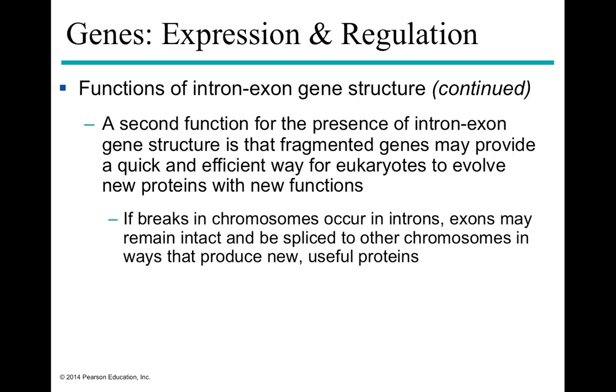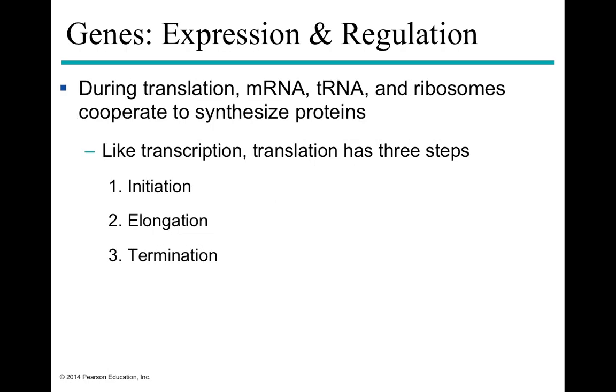Another function of this is that the fragmented genes might provide a way for evolution to occur. So it might be an influence in evolution. So if we end up with breaks in the chromosomes that occur in the introns, exons might remain intact and spliced into other chromosomes, for example, and that might allow us to create new useful proteins that are currently not created. So that's one of the purposes of intron-exon splicing.